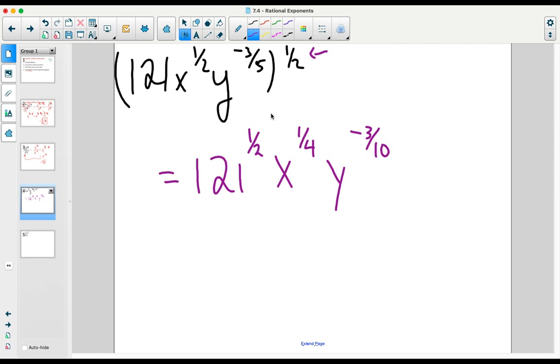I'm going to hold off looking at these two for just a second and focus my attention right here. 121 to the 1/2 power is the square root of 121, which gives us 11.